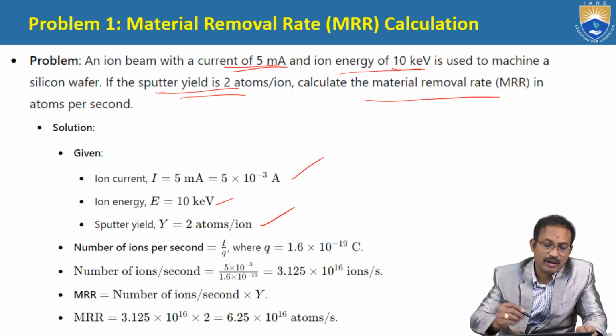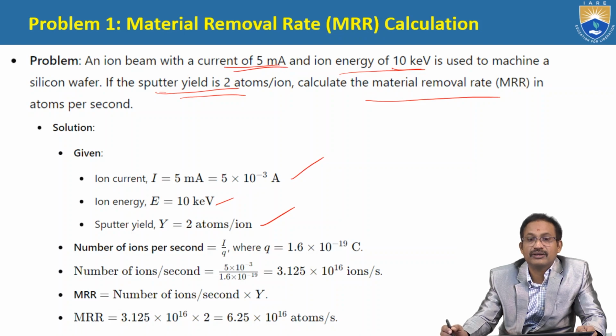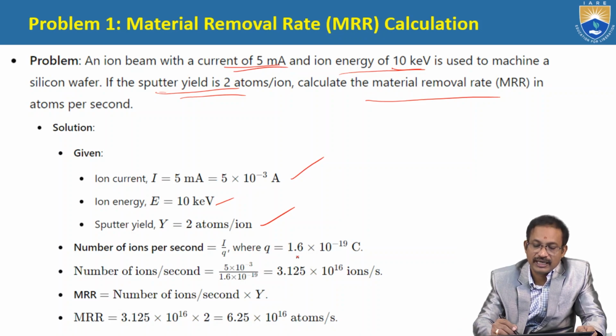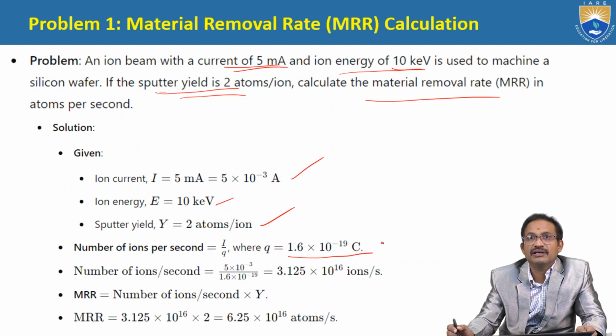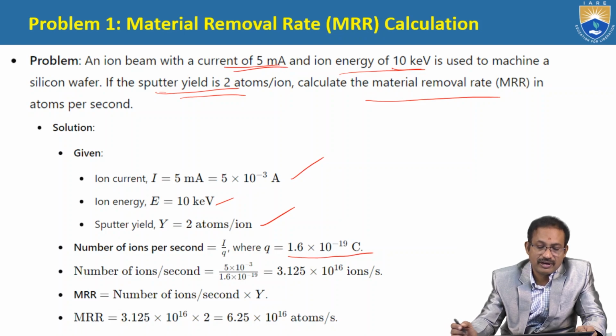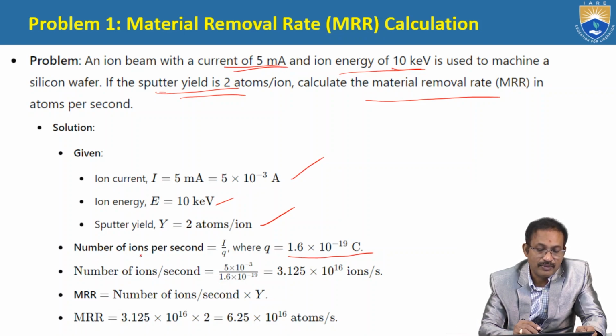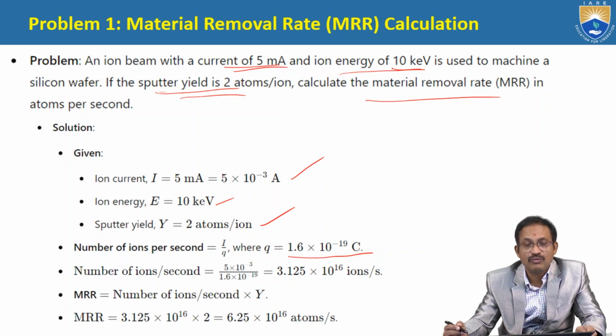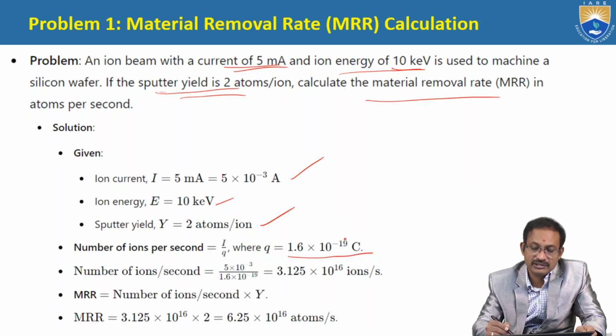Now, the number of ions per second. That is 1 by Q, where Q equals 1.6 × 10^-19 C. This is a constant, and we have to assume it. The number of ions per second can now be calculated. Only the Q value is given here, so we take 1 by Q.